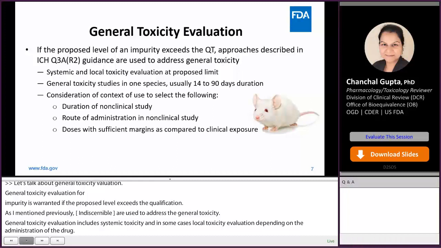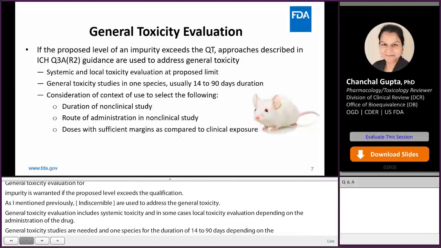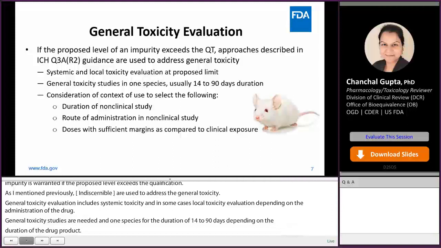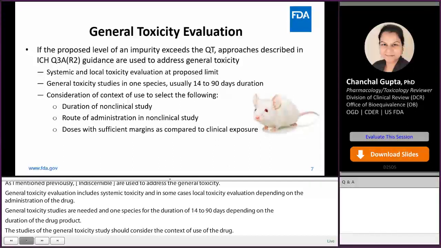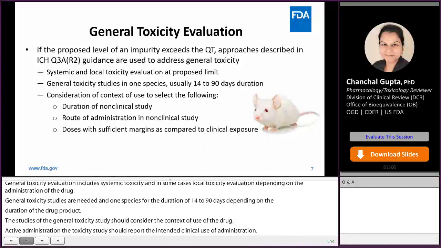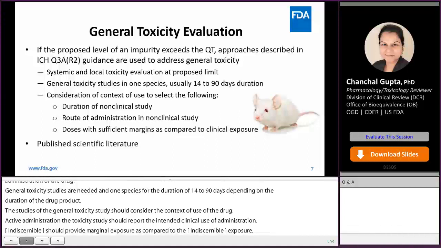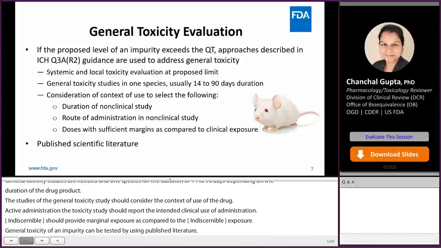The study design of the general toxicity study should consider the context of use of the drug product. The route of administration in the toxicity study should support the intended clinical route of administration. The doses tested in the toxicity study should provide adequate margin of exposure as compared to the proposed clinical exposure. General toxicity of an impurity can also be justified using published scientific literature. Please note that the full publications should be submitted to facilitate a comprehensive review and the context of use of the drug product should be taken into consideration.